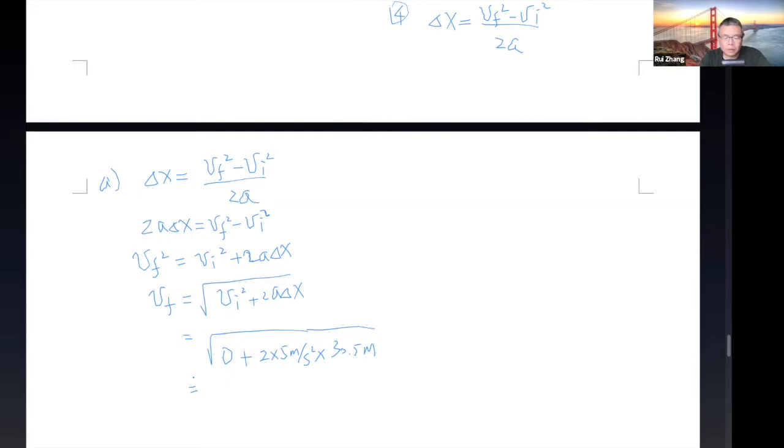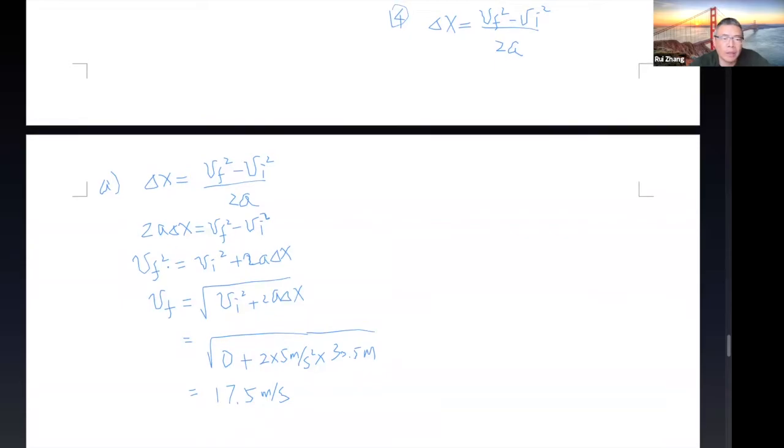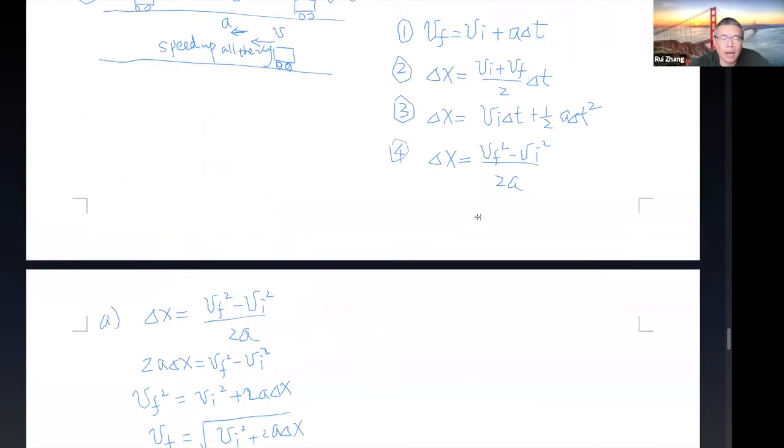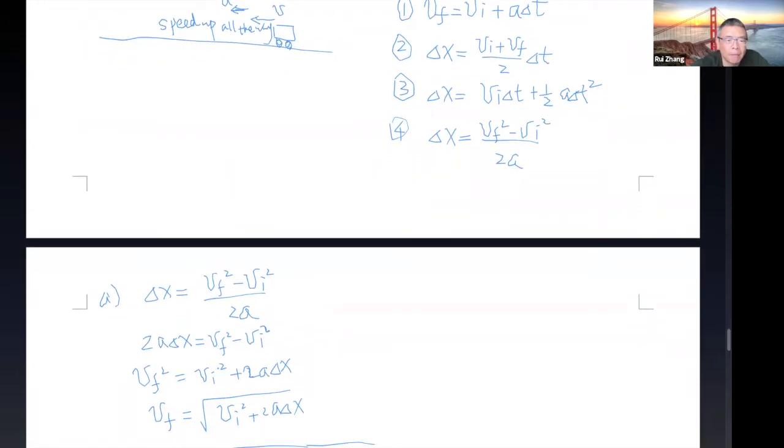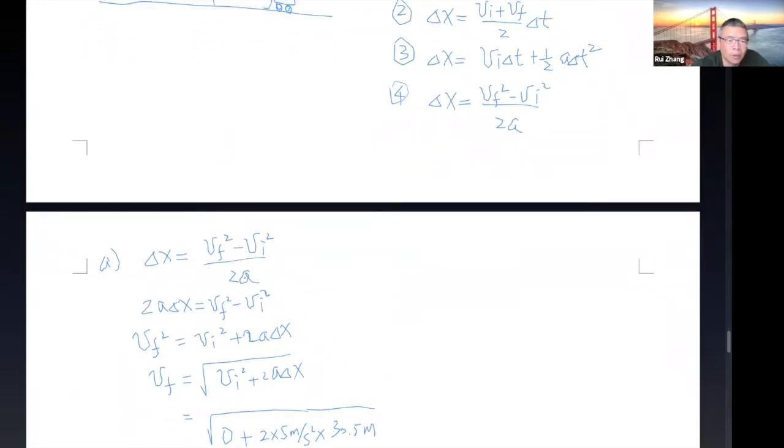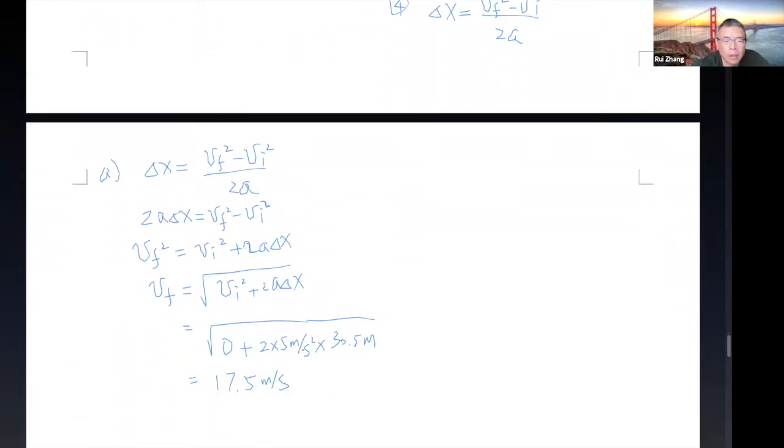Let's see. So you got 17.5 meters per second, okay? Some of you may feel like this is too complicated. Another option is plugging numbers right away into the initial formula. By the way, you can check the unit here: meter divided by second squared times meter gives meter squared per second squared. Take the square root, and you get exactly meters per second.